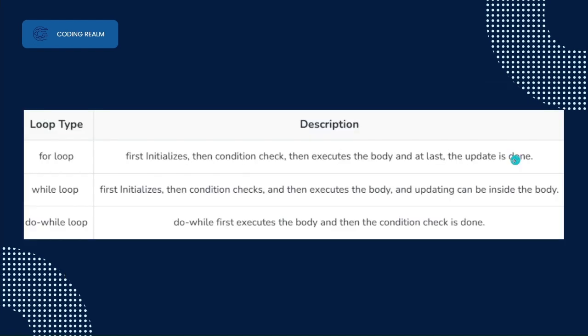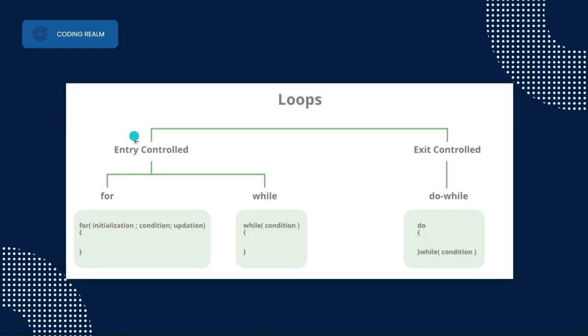Now let's see the difference between the for, while, and the do-while. For loop: first we have the initialization, the condition check, then the body executes, and at last the update is done. Initialization, the condition, the updating, and we have here the body.